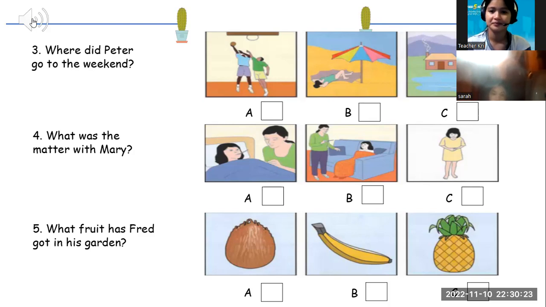5. What fruit has Fred got in his garden? Mum, Fred's parents have got a new house in the country. It's very big. That's good. Has it got a garden? Yes, it has. And there's a lot of fruit. Oh, does it have coconuts or bananas? No, but it's got a lot of pineapples.